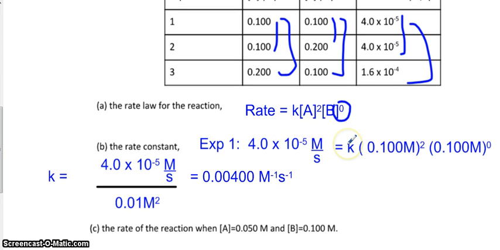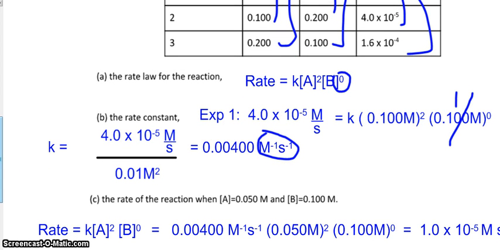I used experiment number 1, so again, I thought the numbers would be easier. So I have 4 times 10 to the -5 equals k times 0.1 squared times 0.1 to the 0. What is this equal to? 1. I can kind of drop that term out. And so I got k equals 0.00400. Well, again, look at this unit here. It is consistent with an overall second order.